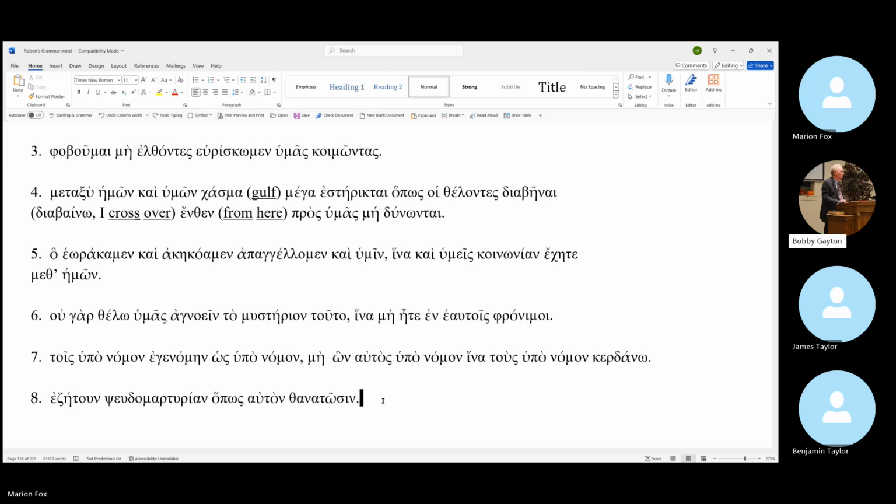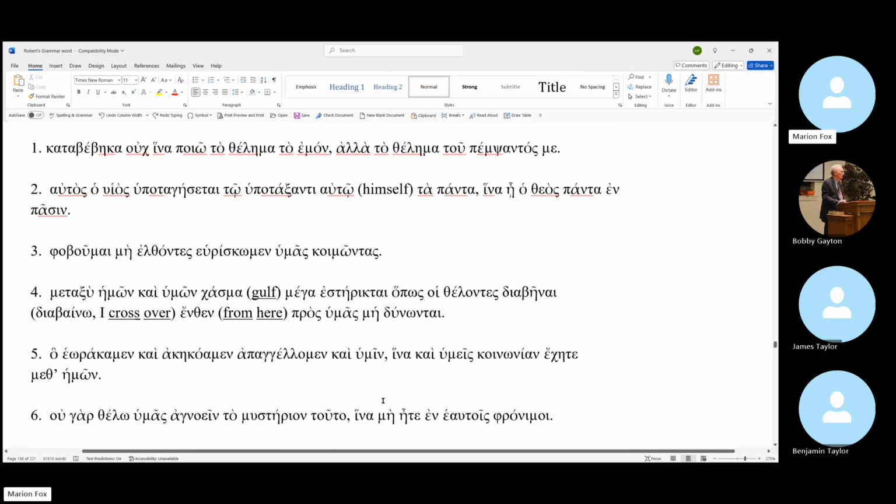Okay. We've gone about 45 minutes or so, and so we've done enough. We'll pick this back up and do text B and then get into the next lesson next week, Lord willing.